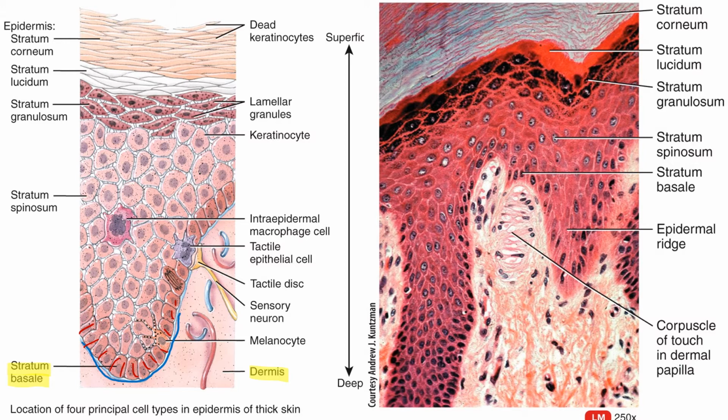Now, some cells in this layer are going to be stem cells, and these are cells that undergo cell division continuously. So these are going to be cells that produce new keratinocytes. The cells in this layer contain keratin intermediate filaments.